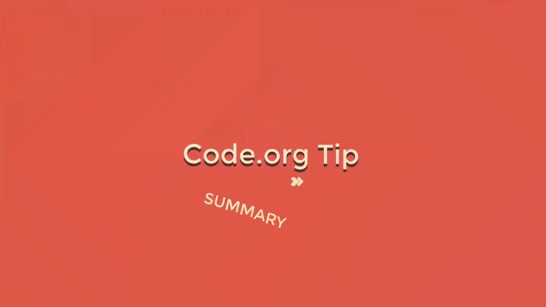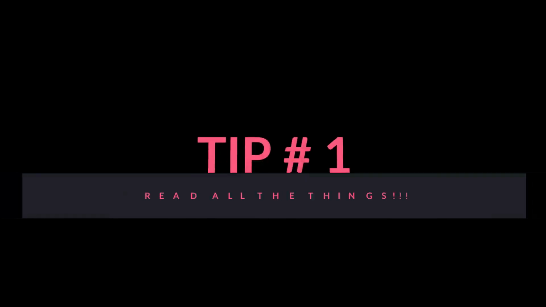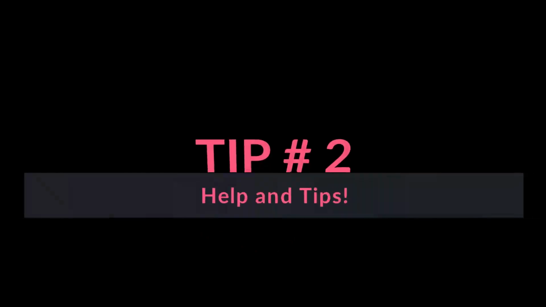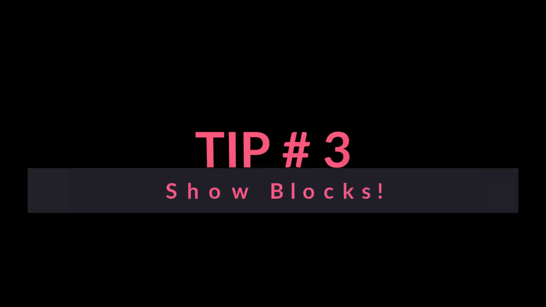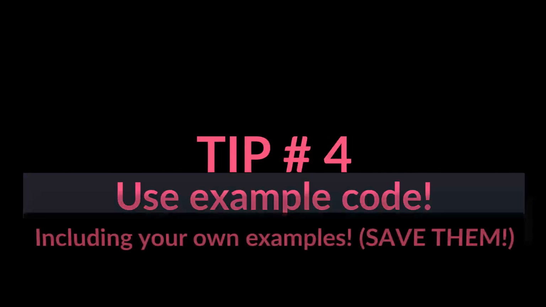So here's your Code.org tip summary. Tip 1. Read all the things, and don't forget to scroll. Tip 2. Look at the Help and Tips tabs and other tabs and hints at the top of assignments. Tip 3. Show the blocks. Move the blocks. Drag the blocks. Love the blocks. Tip 4. Use example code, but always attribute if you're using code from someone else.